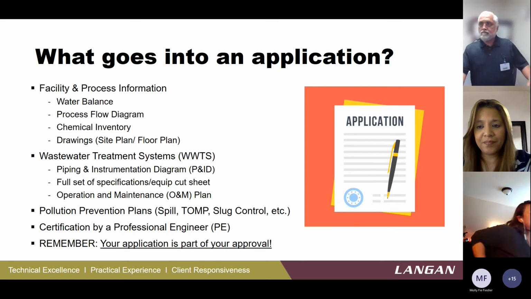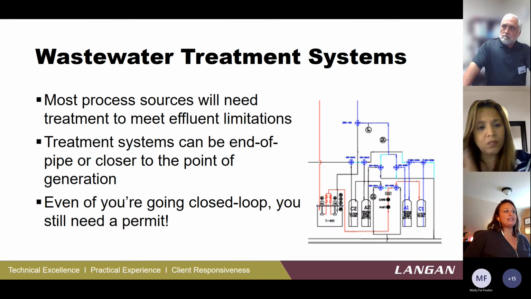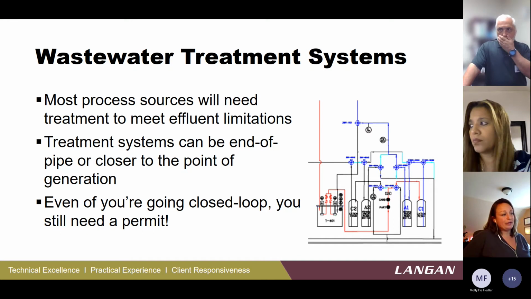So treatment systems. Most process effluent sources will need to be treated to some extent to meet the effluent limitations. Treatment systems can be end of pipe or closer to the point of generation. So another really important thing to remember, even if you've decided to close loop your process and not discharge the water, you still need a permit. Seems really strange.